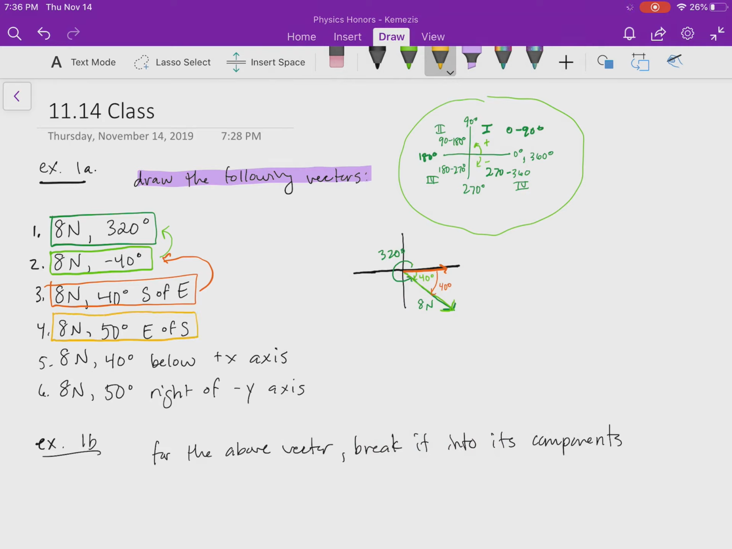Now if we go 8 newtons 50 degrees east of south, there's a difference between southeast and east-south. So we're going east of our south direction, so I'm going to go in the south, and then I'm going to come in 50 degrees. And we'll notice, 40 and 50 make 90, so the 50 is the corresponding angle to the y-axis. So if I go in 50 from the south, or I go down 40 from the east, I'm going to the same spot, right? So 50 degrees east of south is the same thing as saying 40 degrees south of east, which is the same thing as saying negative 40, which is the same thing as saying 320.